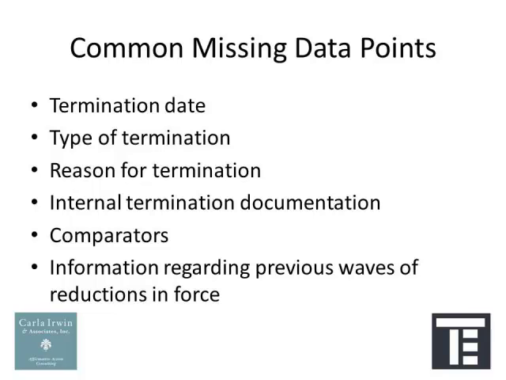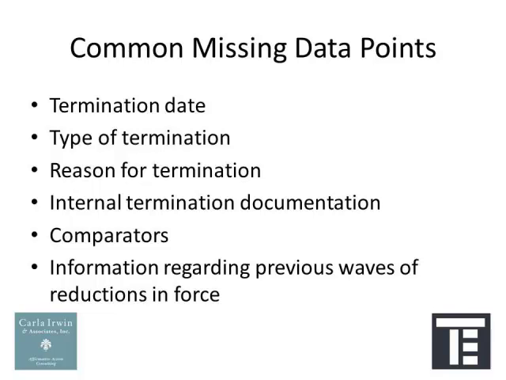Information regarding previous waves of reduction in force. A lot of companies have had to do multiple waves of layoffs, and it's really important to keep the documentation of your decision-making process with each wave. What happens in an AAP is you're going to take a year's worth of data and look at it. And in that year, you can have 2 or 3.